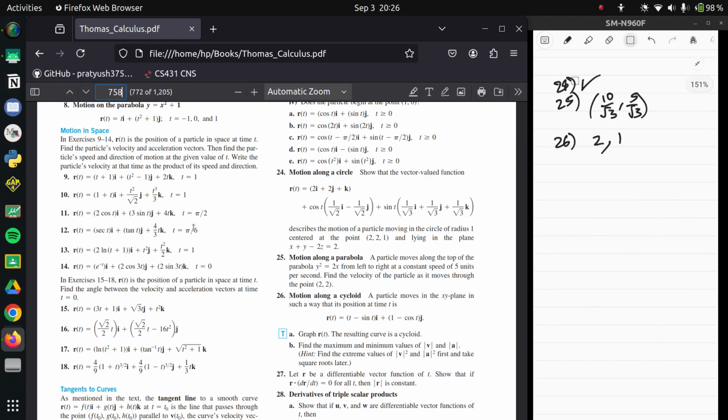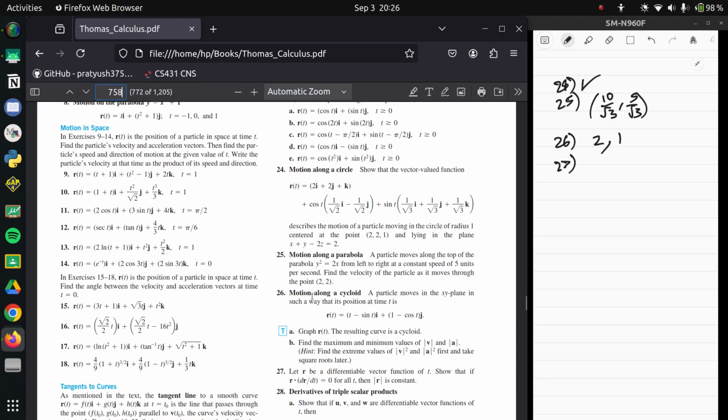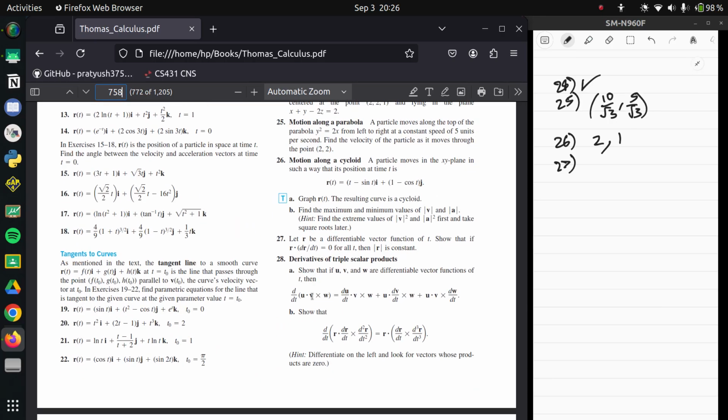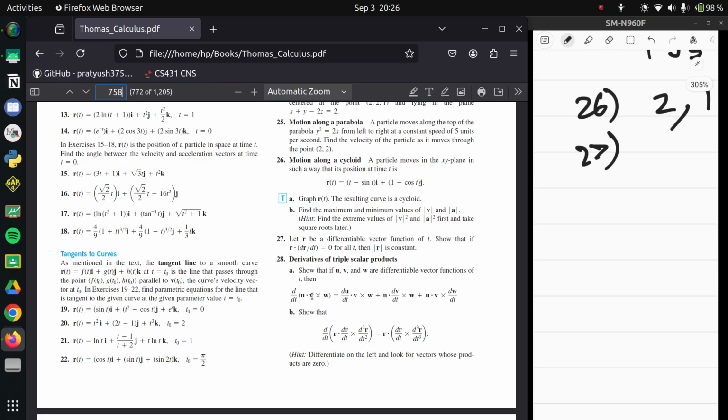Okay, next, 27: let r be a differentiable vector function of t. Show that if r dot dr by dt equals 0 for all t, then r is a constant. We have done this, haven't we? Yeah, we have. But right, let's just do it. So if r dot dr by dt is 0, then r is a constant.